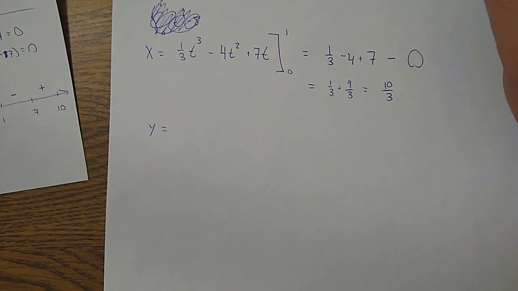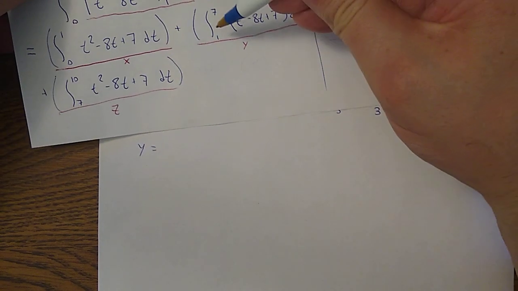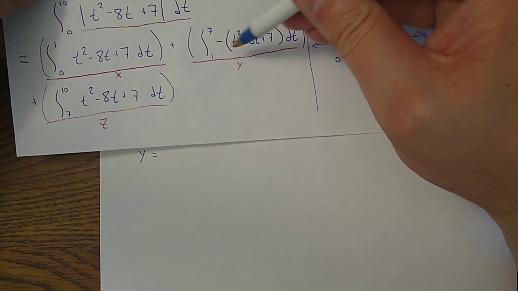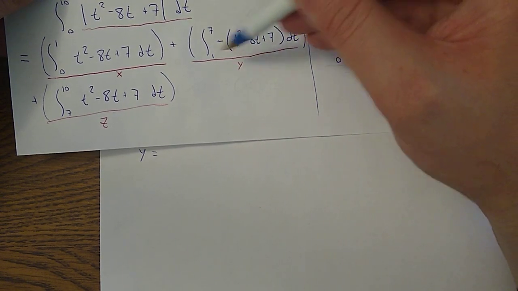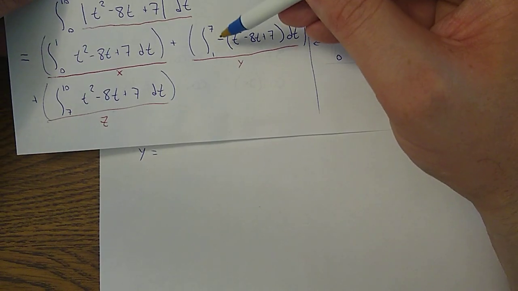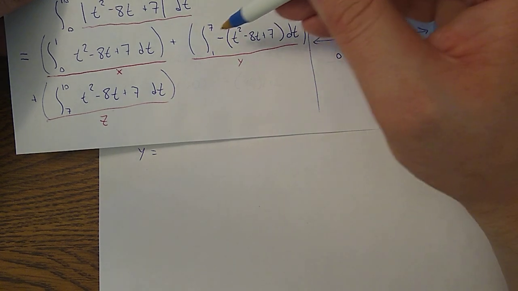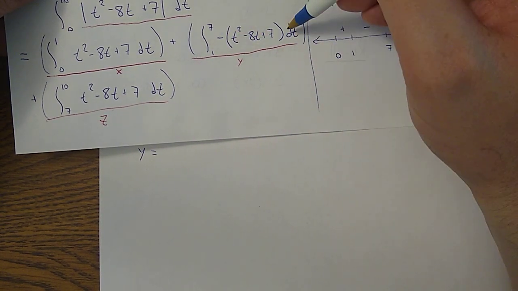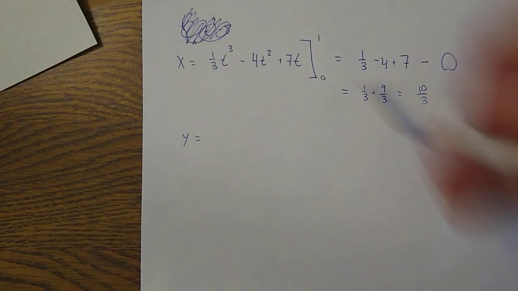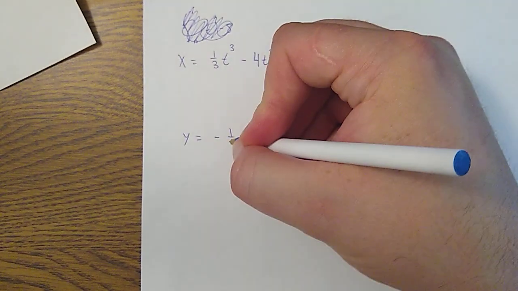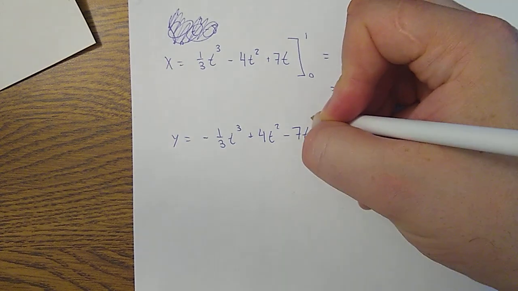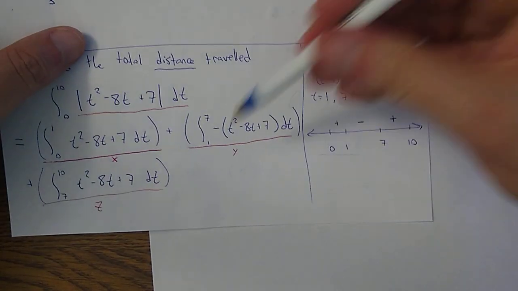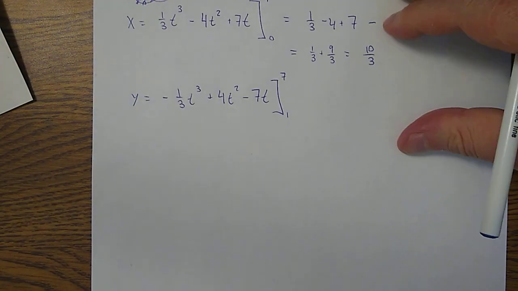Let's do Y. Y was this one. So what do I need to do? I need to do the antiderivative and then plug these numbers in. Of course, this function is the same as this function, except it just has this negative sign. In terms of the antiderivative, it's just going to have the same antiderivative, but it switches the sign on everything. So for the antiderivative, I'm going to write negative 1/3 t cubed plus 4t squared minus 7t. And this goes from 1 to 7, like that.